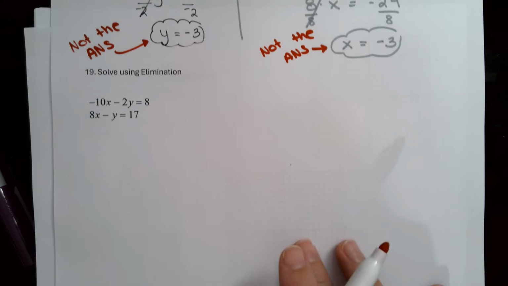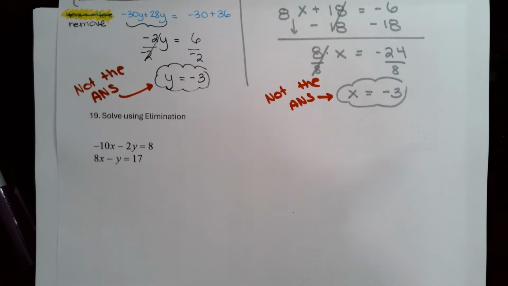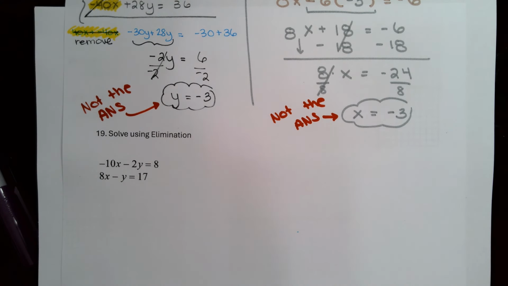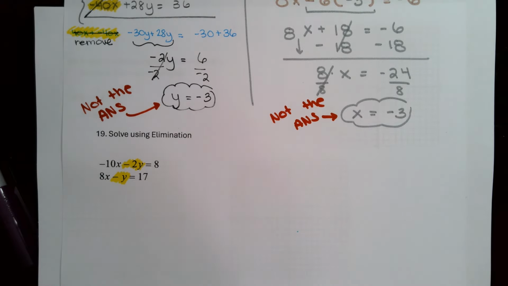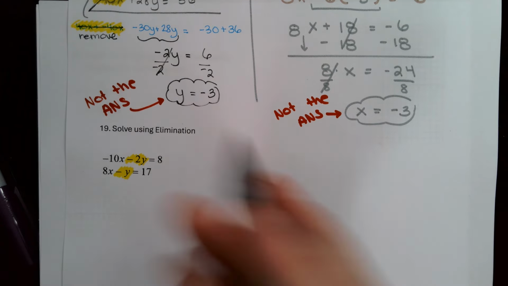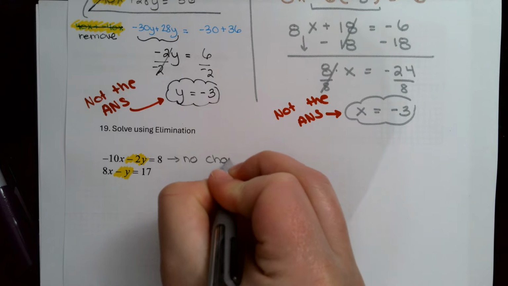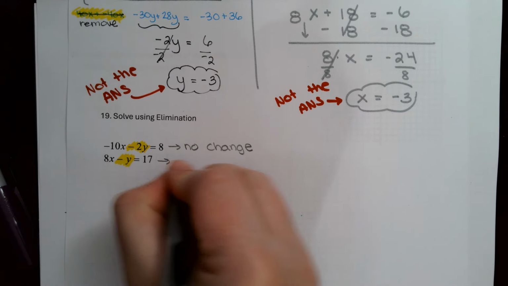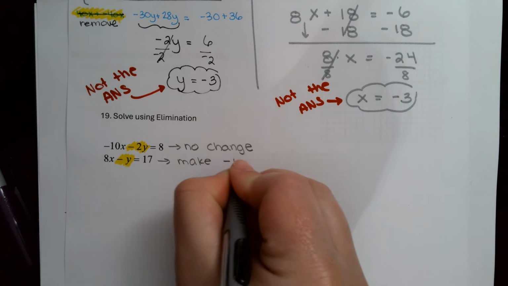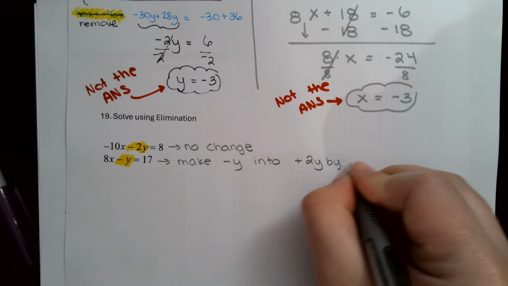Okay, let's go again. Solve using elimination. We're going to select either the x's or the y's. Now, last time I did select the x's, so this time I'm going to choose to work with my y's. You could have done x's as well, it doesn't matter. But I'm going to choose my y's just to be different. So I'm going to keep my -2y. I'm going to choose not to change it, but this one, I'm going to make my -y into a +2y by multiplying.